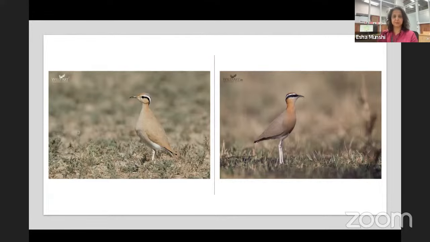Size is almost a similar size. There is no major difference in size. Where it lives, yes, but if you have to identify from the photographs itself, I show you this photograph. What is the main key feature with which you can identify that this is a cream-colored courser and this is an Indian courser?